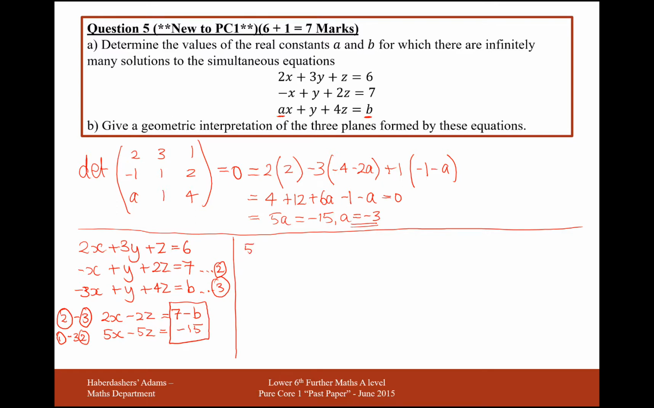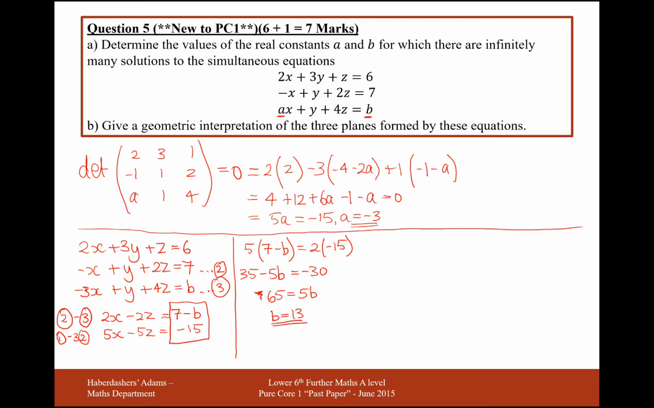So we need to turn this into a 10x minus 10z. So we'll times this equation by 5. And we need to turn this equation into a 10x minus 10z. So we need to times this equation by 2. So 2 times minus 15. That will make this 35 minus 5b equals minus 30. So add the 30 on the other side and you get 65. Add the 5b onto the other side, you get 5b. So b will equal 13.